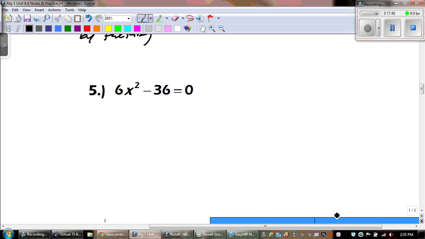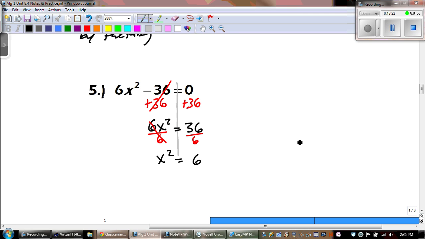Number 5. Is there a linear term? No. No linear term means inverse operations. So the first thing I'm going to do is cancel my subtraction with addition. I'm going to add the 36 to the other side. And we get 6x squared equals 36. I need to cancel my multiplication with division. And we get x squared equals 6.